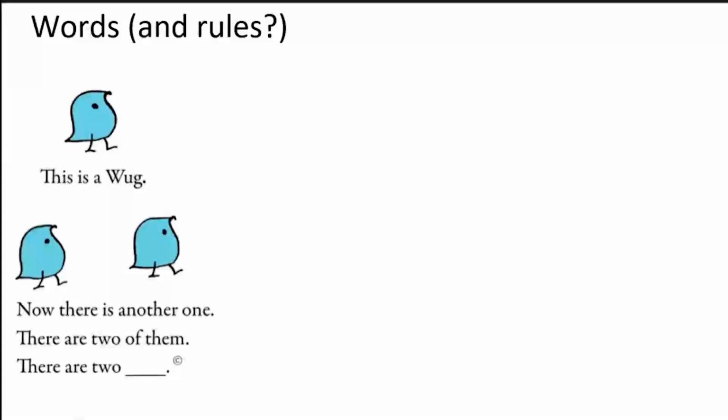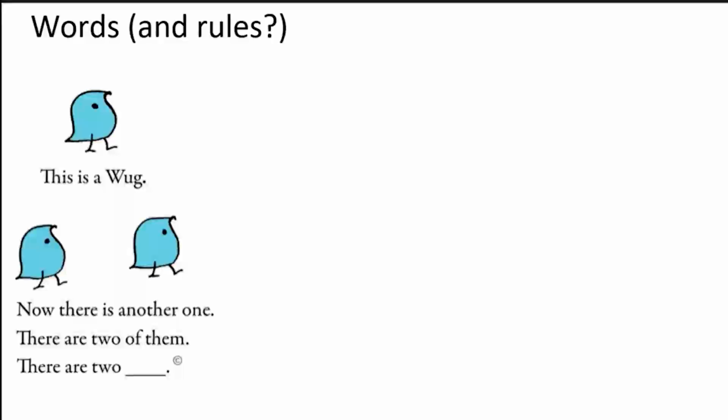This is a wog. Now there's another one. There are 2 of them. There are 2 wogs. How did you all know to say this word wogs? You never heard it before, I'm sure, right? But you all said it, right? So people take this as evidence that we have a plural rule, which is add S in English, and we know how to apply it.